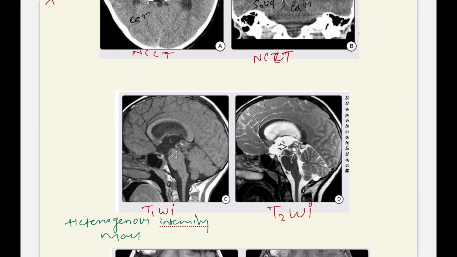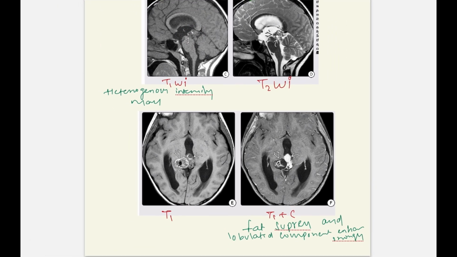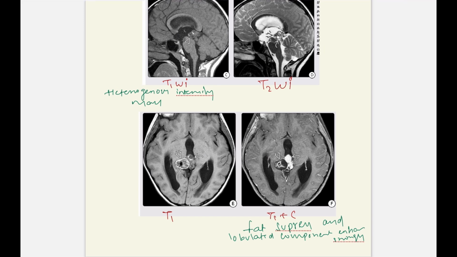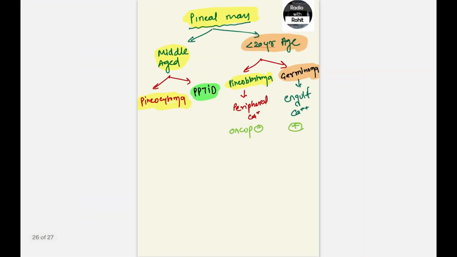On the T1 weighted image, there is a heterogeneous intensity mass, in which fat is hyperintense and the soft tissue is hypointense. On T2, it also shows a mixed intensity mass. On the post contrast T1 study, which is fat suppressed, enhancement of the lobulated component is present.